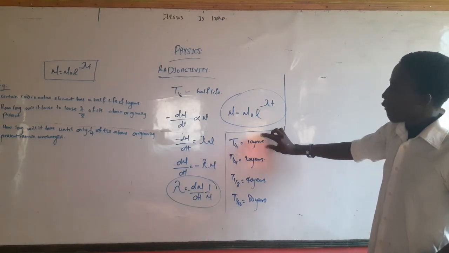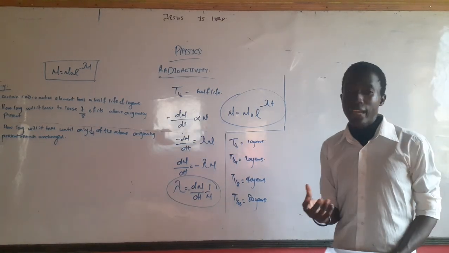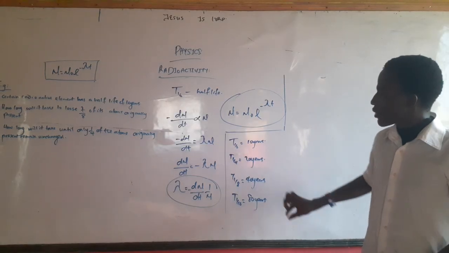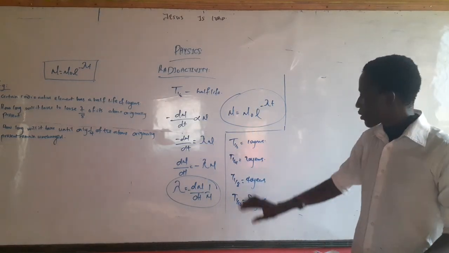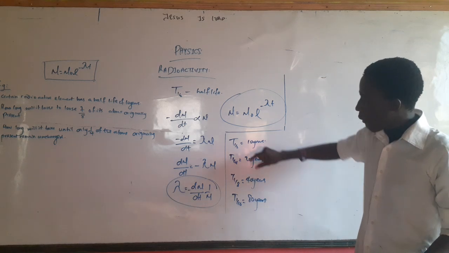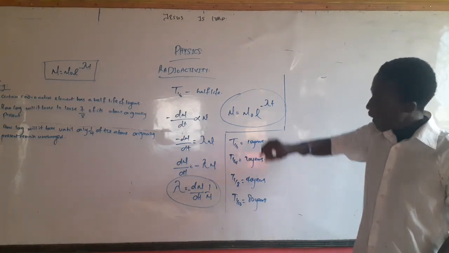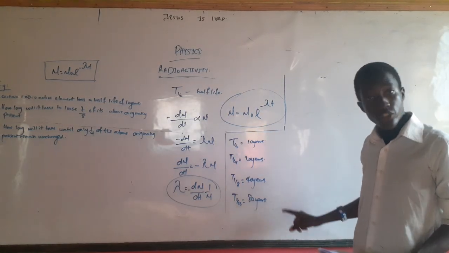For half of the number of atoms to decay, it's going to take 10 years. For a quarter of the atoms to decay, it's going to take 20 years. For 1/8 of the atoms to decay, it's going to take 40 years. And for 1/16 of the atoms to decay, it's going to take 80 years.